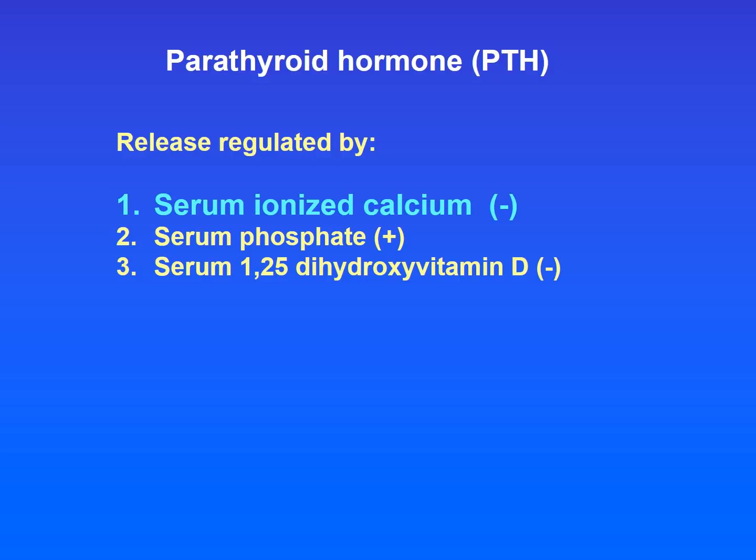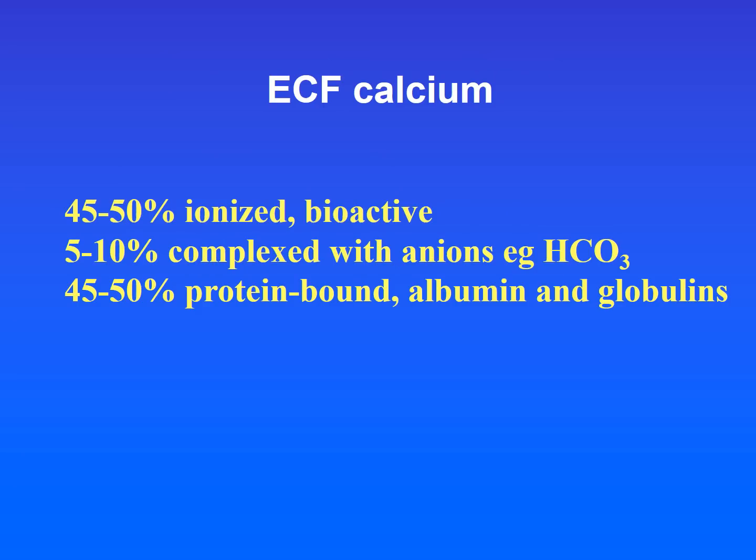And the other moiety which can modulate parathyroid hormone production is the 1,25-dihydroxyvitamin D, and again it's a negative regulator. So if levels are high, it tends to switch off parathyroid hormone production.